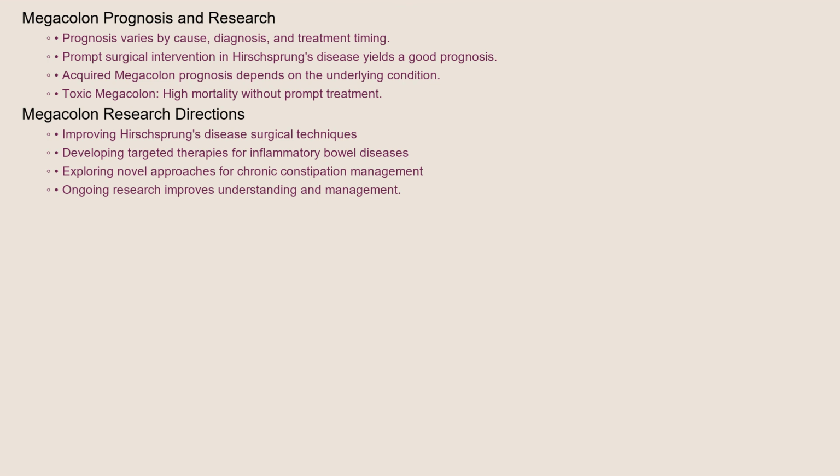The prognosis for megacolon varies significantly depending on the cause and the timeliness of diagnosis and treatment. With prompt surgical intervention, the prognosis for Hirschsprung's disease is generally good. The prognosis for acquired megacolon depends on the underlying condition. Toxic megacolon is a serious condition with a high mortality rate if not treated promptly.